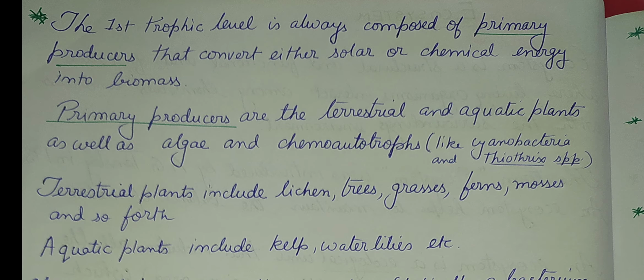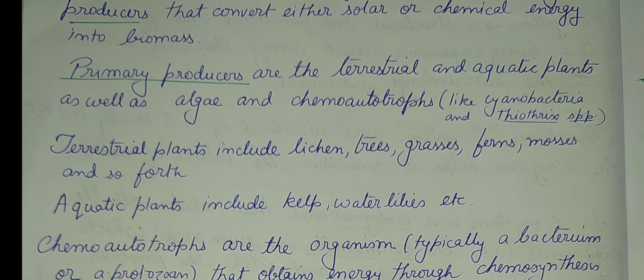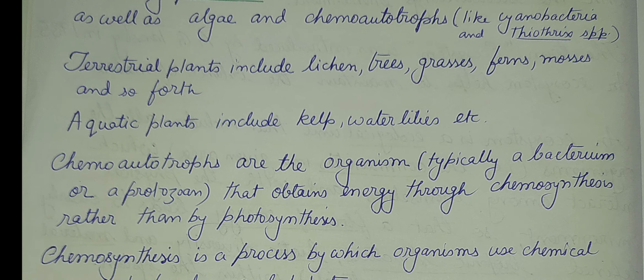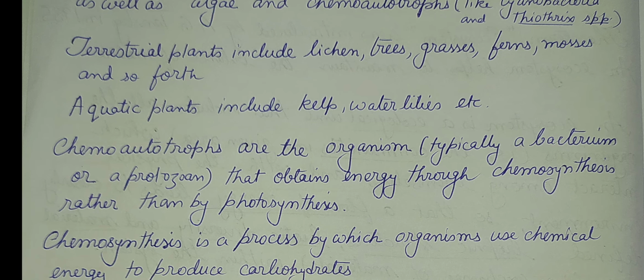Now, what are chemoautotrophs? These are some microorganisms, typically bacteria or protozoa, that obtain energy through chemosynthesis rather than photosynthesis. So, some bacteria like blue green algae, then certain other bacteria like thiothrix, and some protozoa are also there. They get their energy by the chemosynthesis process, right?